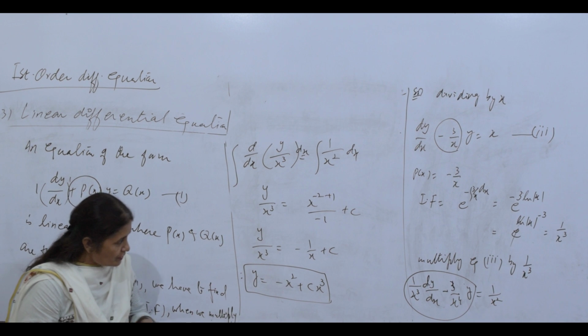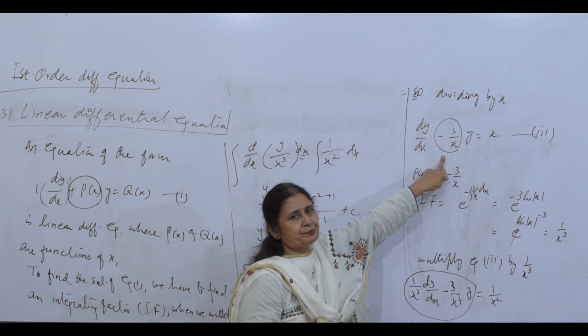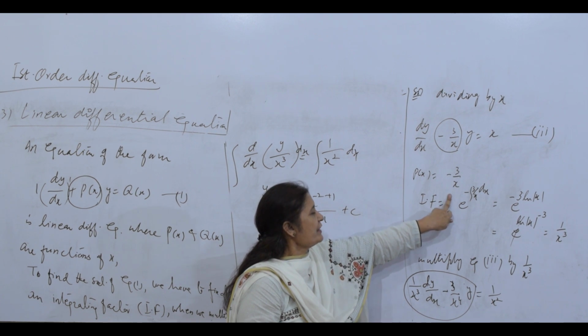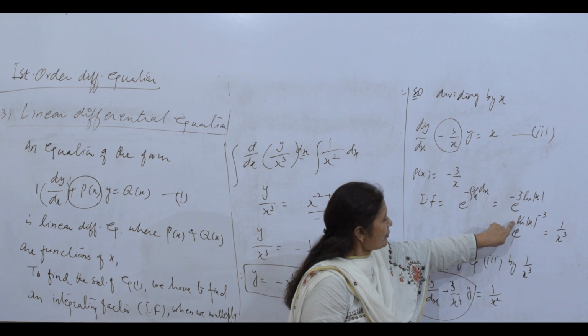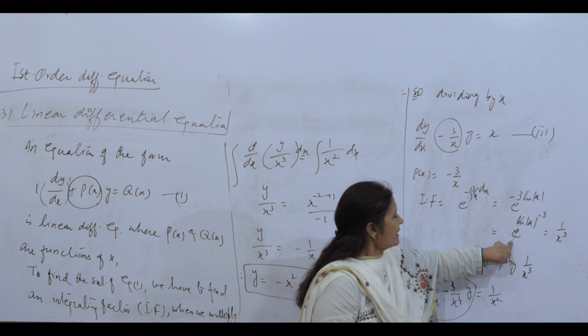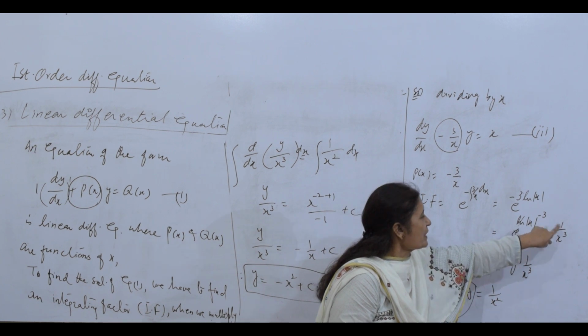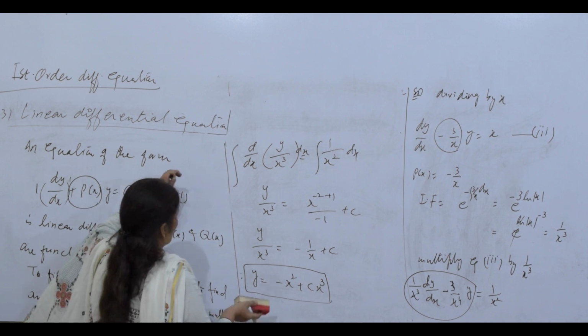So write down the equation in standard form, then choose p of x, then find the integrating factor and multiply with the integrating factor. Here I have used the property of natural log: the power is here, so e and ln are reciprocal and they cancel. X raised to the power minus 3 is 1 over x cubed. So you can have this.